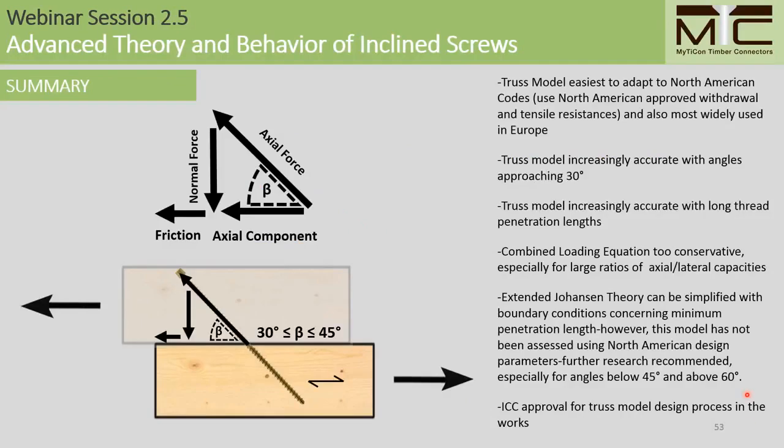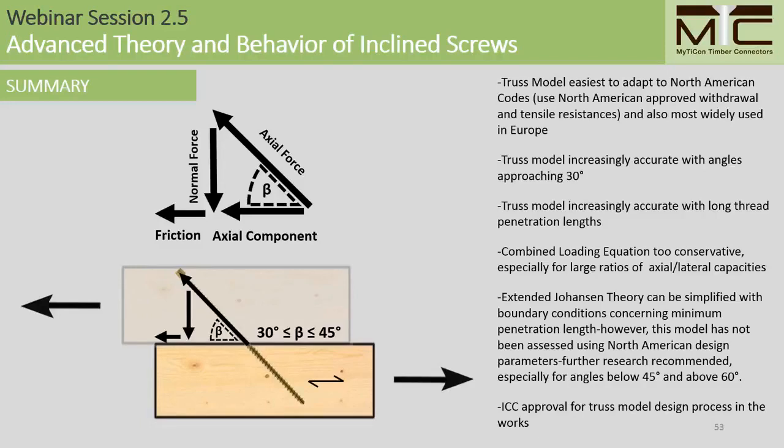So we're going to wrap things up. Since we've covered a lot of ground, I'll sum everything up on the final slide here. In the basic and advanced webinars, we focused a lot on the Truss model design method because this is the easiest to adapt to North American codes, and also because it's the most widely used approach in Europe. For design in North America, all you need is code-approved withdrawal and tensile resistances for your screws. Since the Truss model considers only axial effects, we found that it tends to be increasingly accurate for low installation angles and also for long thread penetration lengths.